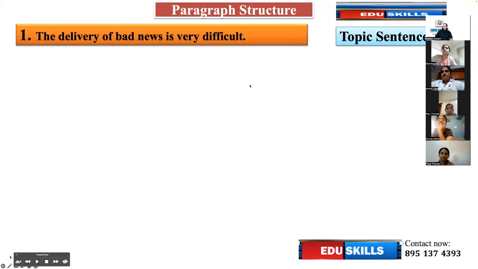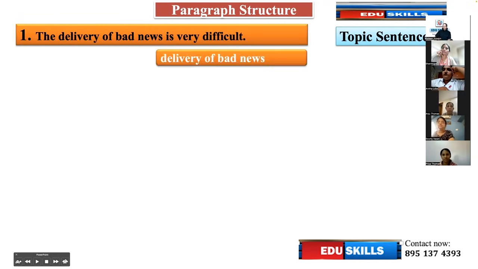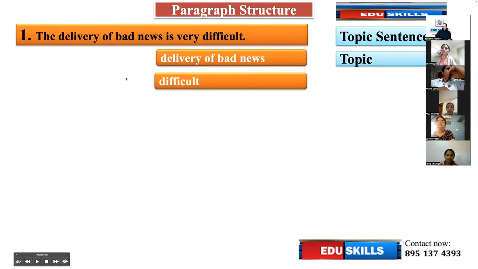And you see paragraph structure. I said you have to understand the paragraph structure, right? What is the paragraph structure? The delivery of bad news is difficult. That is a topic sentence. Now, when you say it is difficult, they are going to explain how you can make it easy. Since it is difficult, what should you do? Okay, what are the solutions? The topic sentence is the delivery of bad news is very difficult. Now, what are the solutions? So the topic is delivery of bad news. Difficult is the controlling idea.